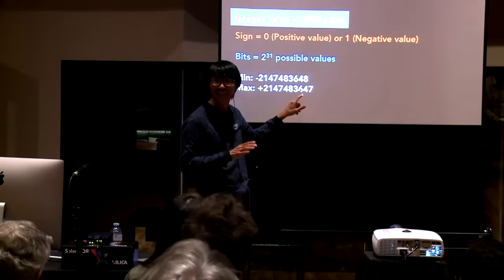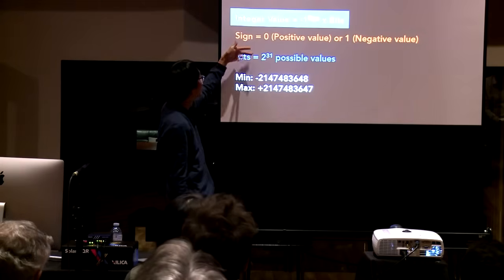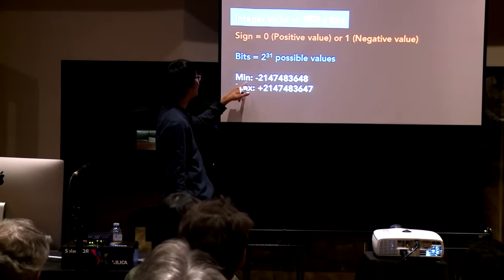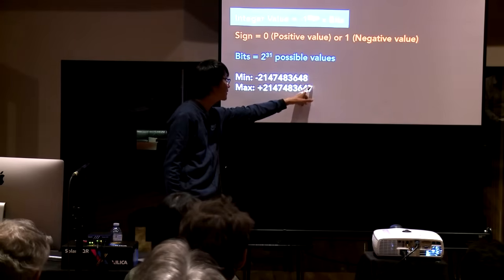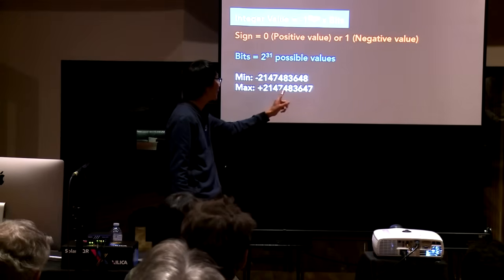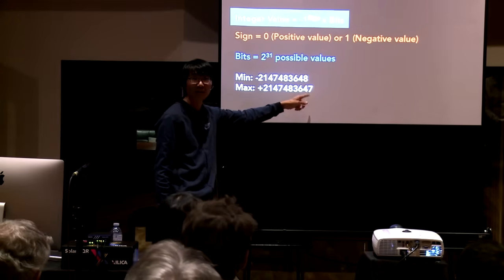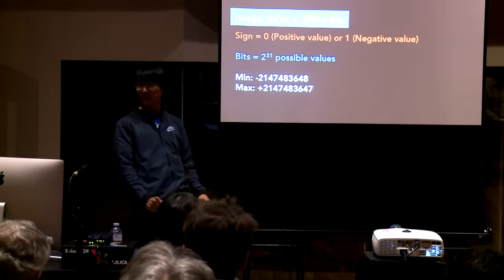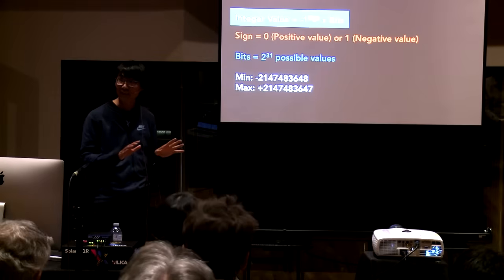Because of these possible values, the minimum is minus this number, and the maximum is this number. The reason the max is 1 less than that is because there is a 0 that we didn't count. All right, so far okay? Easy?